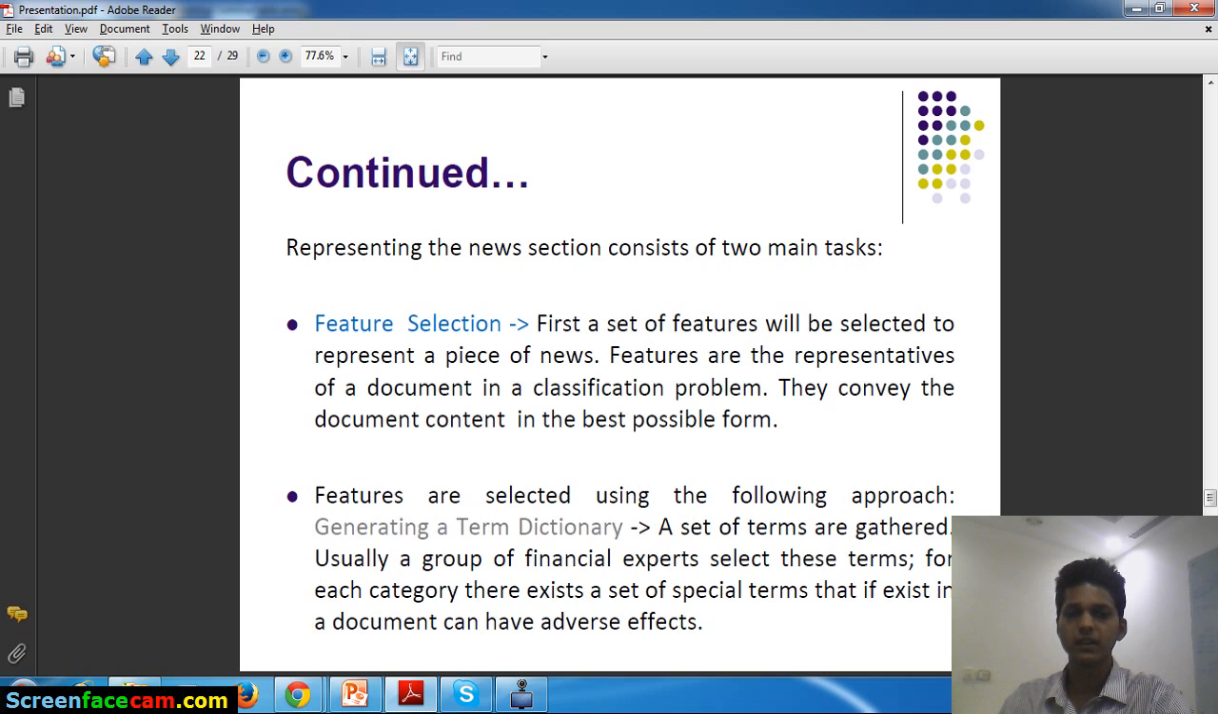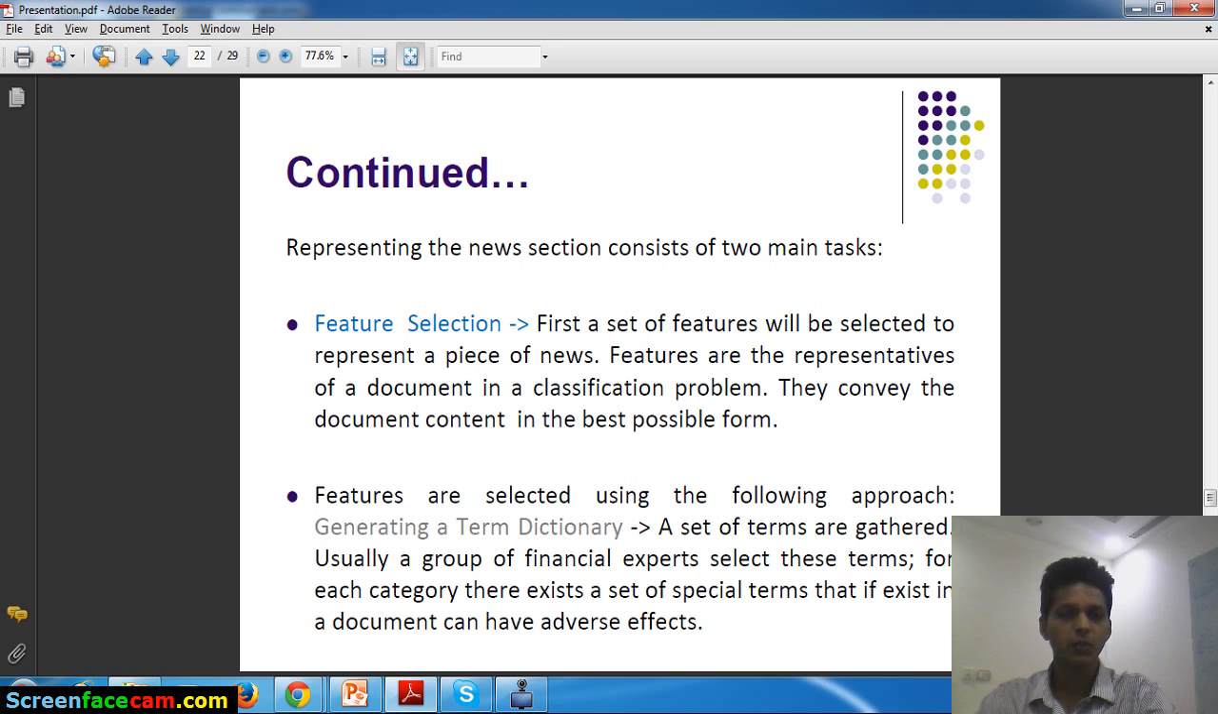Furthermore, features are selected using the following approach. We could use something called a term dictionary. How do we generate a term dictionary? In a term dictionary, we select a few terms from the news article that distinctly represent that article, and these terms are basically selected by a few people who have good financial expertise and are professionals in that field.